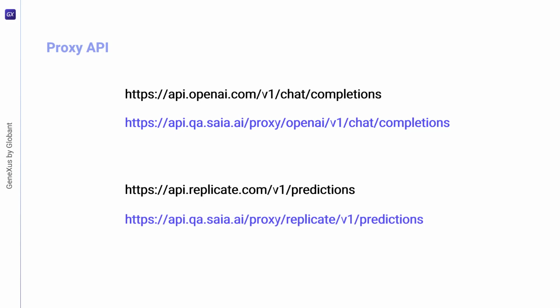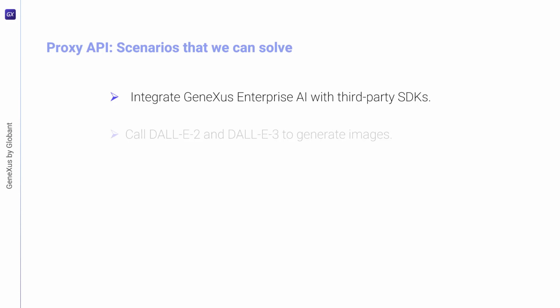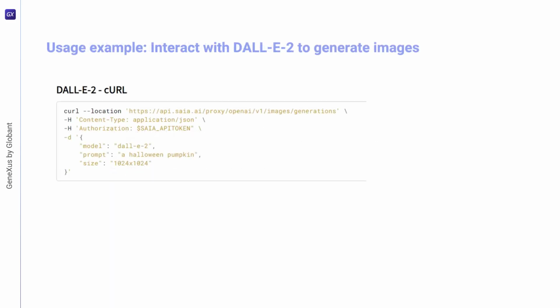Now, what specific scenarios can we solve? GeneXus Enterprise AI can be integrated with third-party SDKs, interact with artificial intelligence systems to generate images, interact with GPT-4 to interpret images. As an example of use, let's see how to interact with DALL-E 2 to generate images. This AI system can create realistic images and art from a description in natural language.